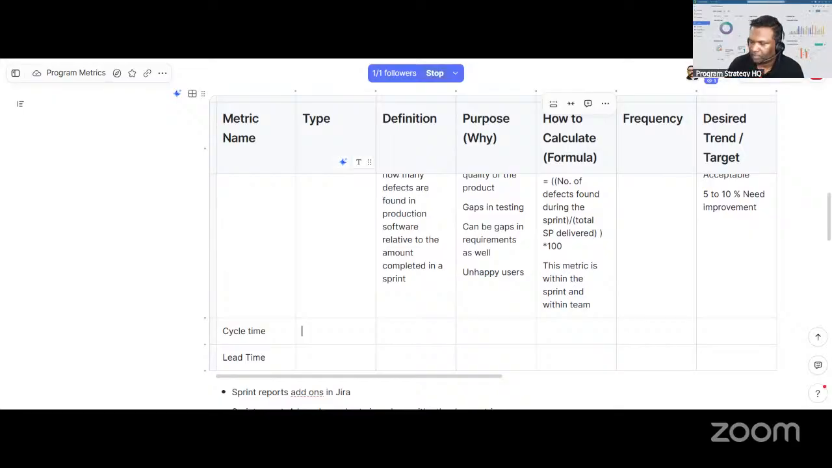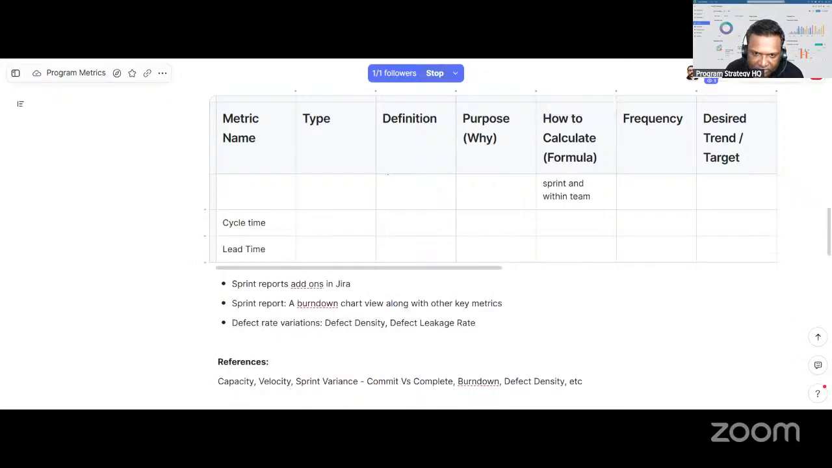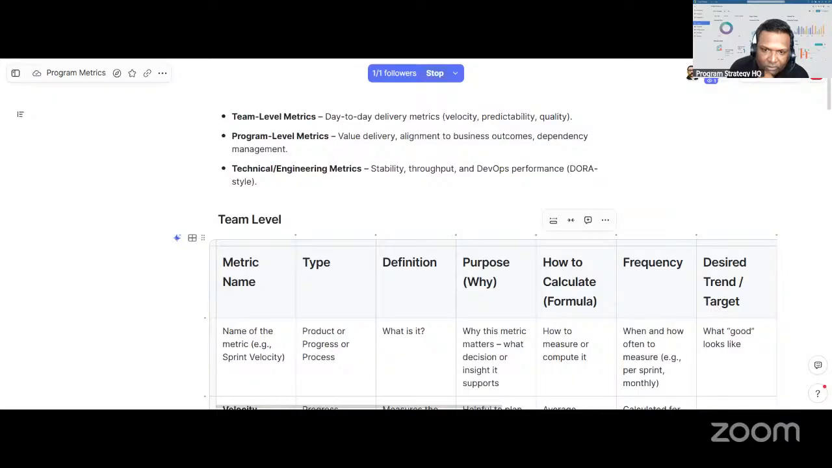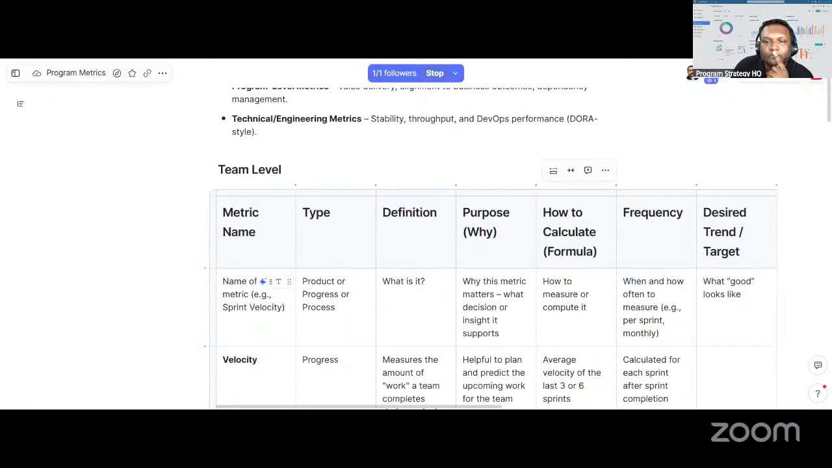Cool. Let's move on to the next one. Next is cycle time. These two are more Kanban metrics. Cycle time. And here, I think this is a metric of progress, not process. Progress or process? Progress, I think.